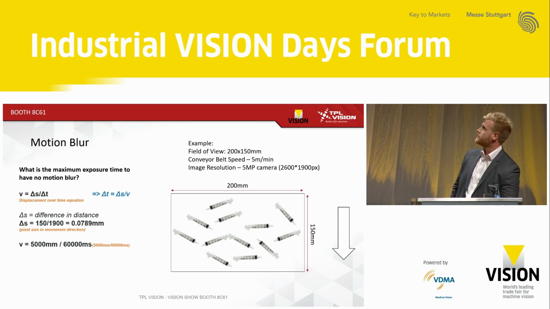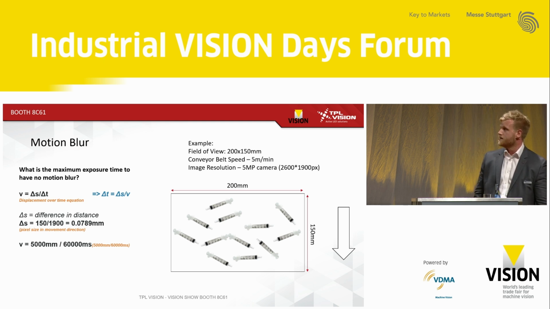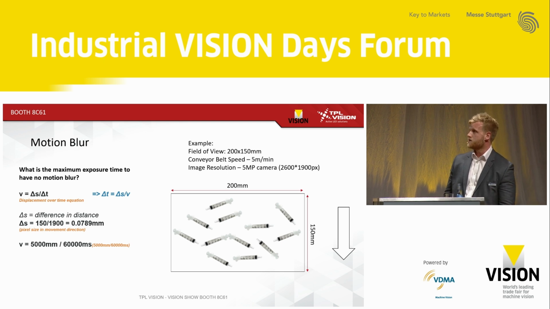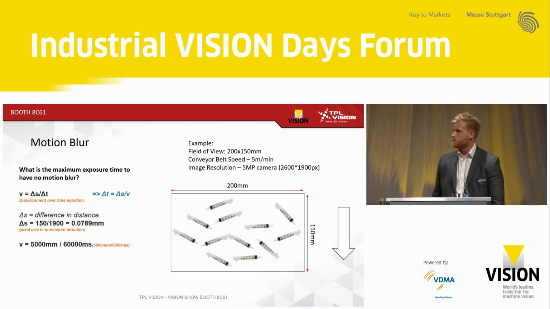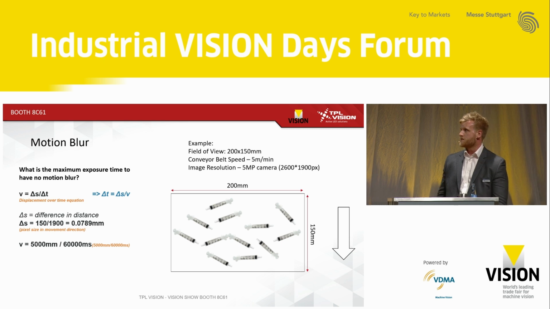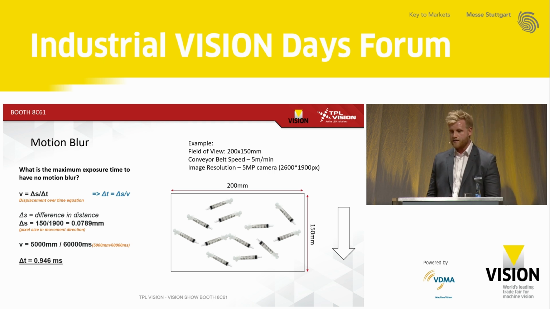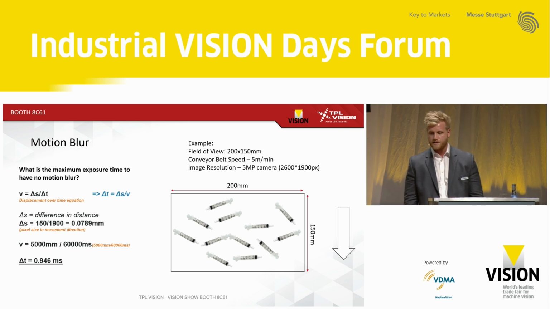2,000 pixels, 1,900 pixels in the direction of motion, so 150 millimeters divided by 1,900 pixels. That gives you a pixel size of 0.0789 millimeters. You know your speed in millimeters per millisecond, 5,000 millimeters per 60,000 milliseconds, and that will give you a delta t of 0.946 milliseconds.